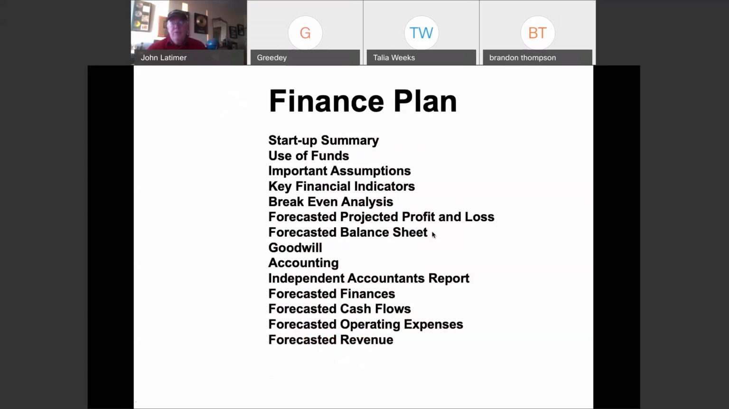So within your finance plan, there are a couple little subtopics, and they include the startup summary, which most likely is going to be written close to last, but we'll talk about the startup summary, your use of funds, your important assumptions, your key financial indicators, your break-even analysis, your forecasted projected profit and loss, your forecasted balance sheet, goodwill, accounting, an independent accountant's report, your forecasted finances, your forecasted cash flows, your forecasted operating expenses, and your forecasted revenue.